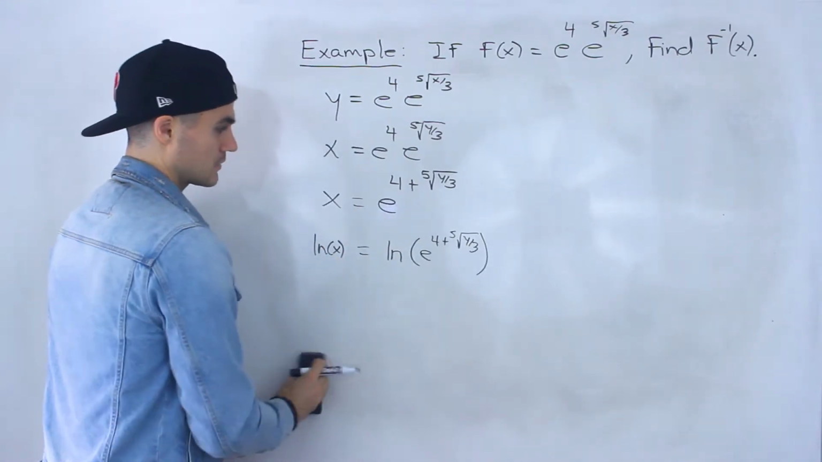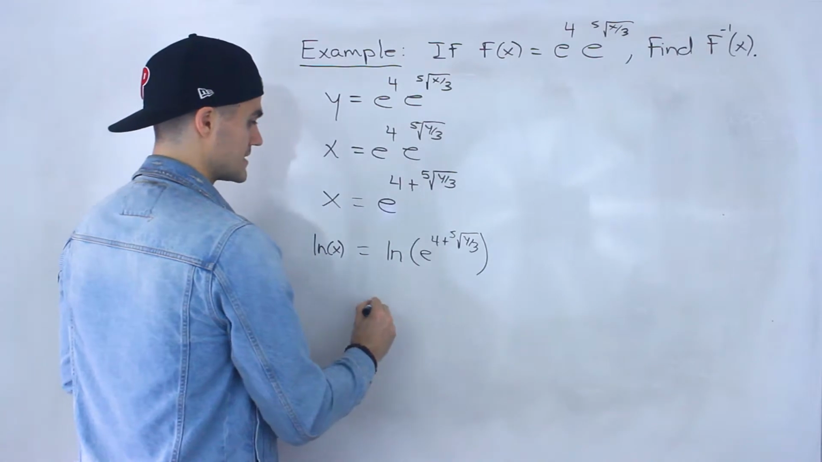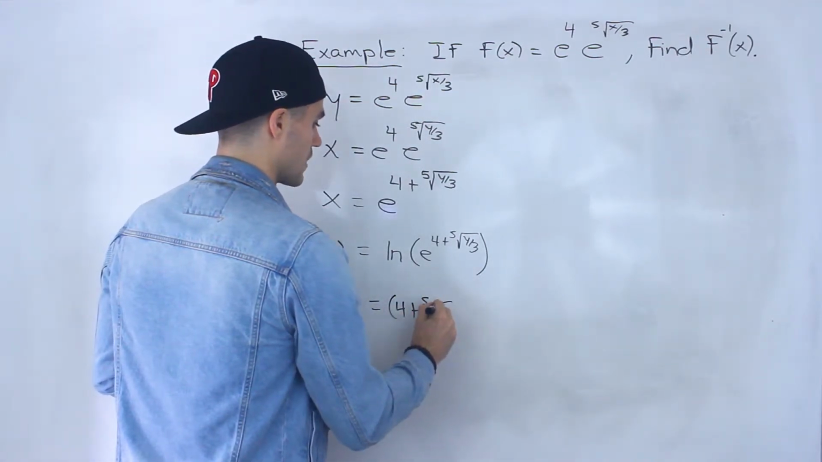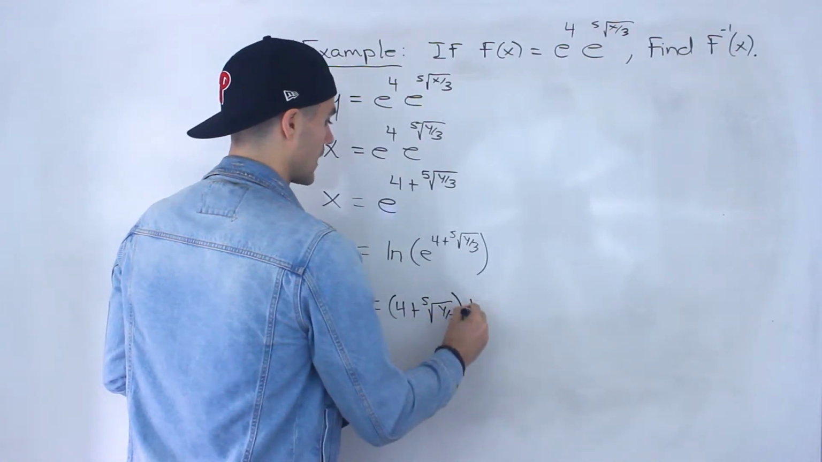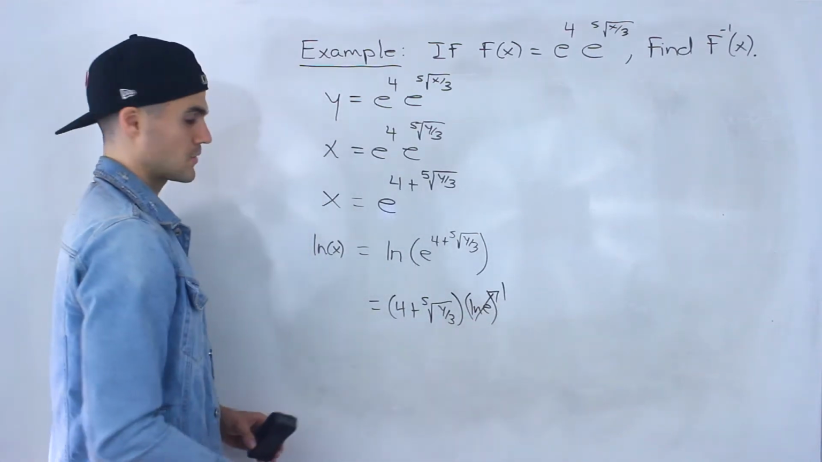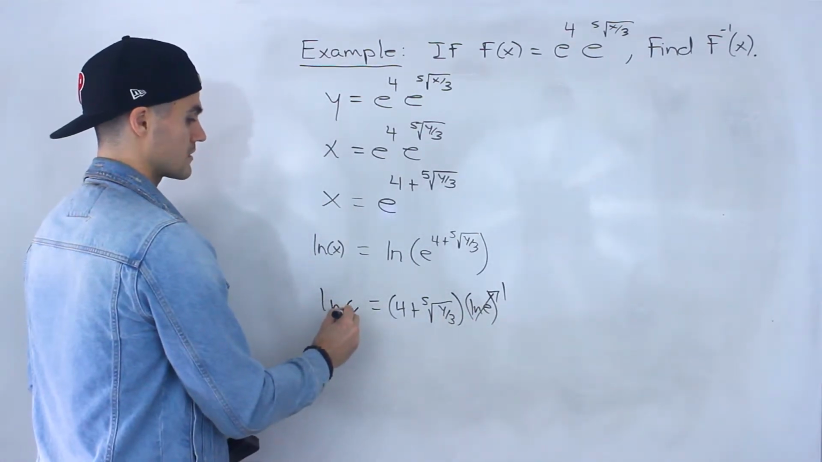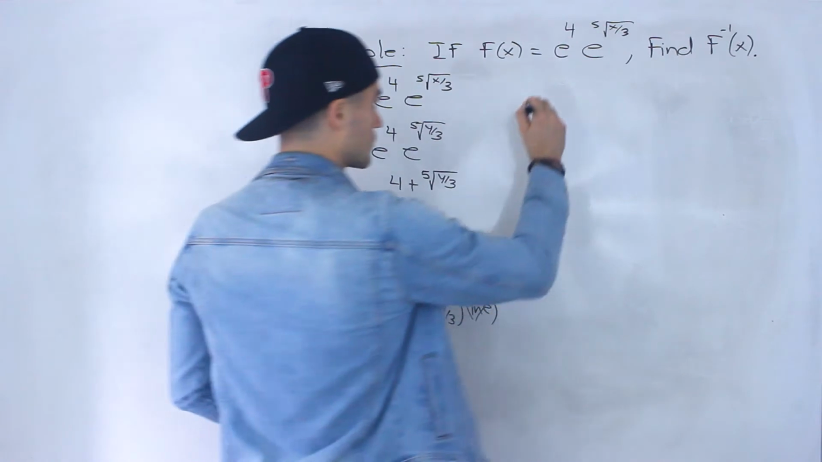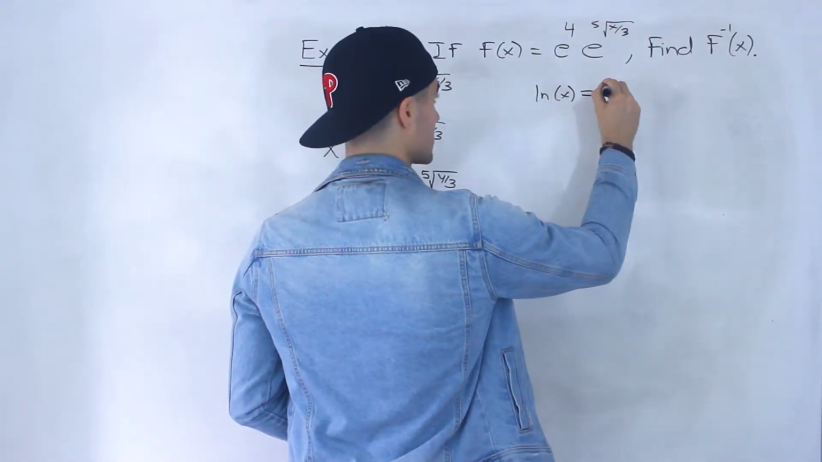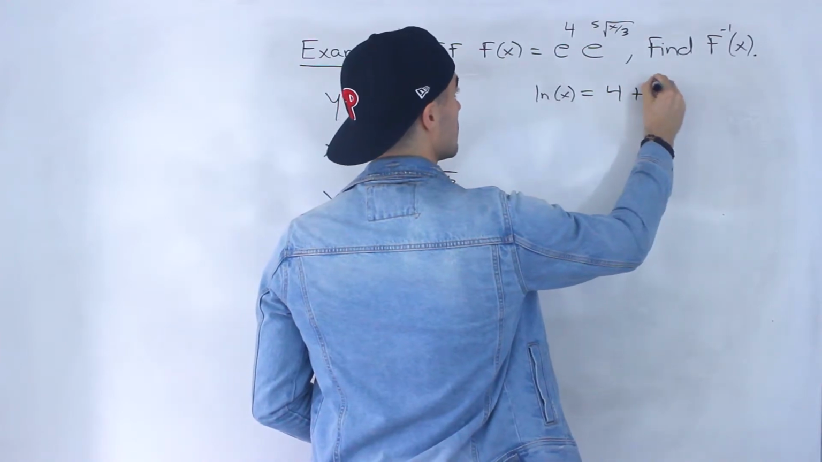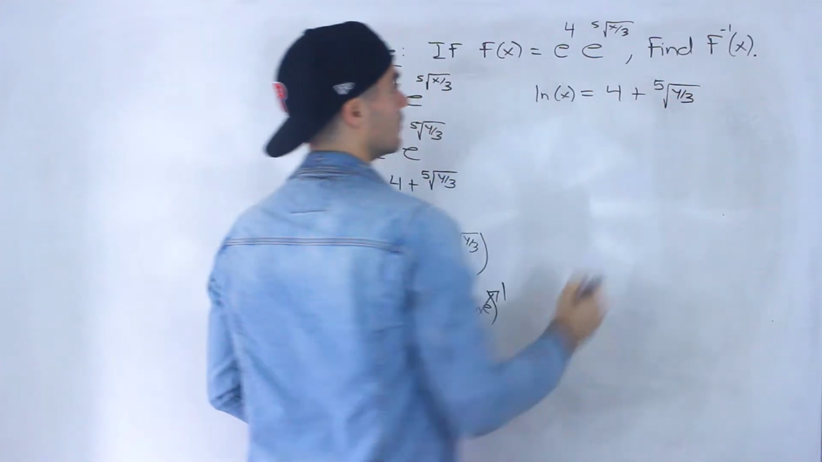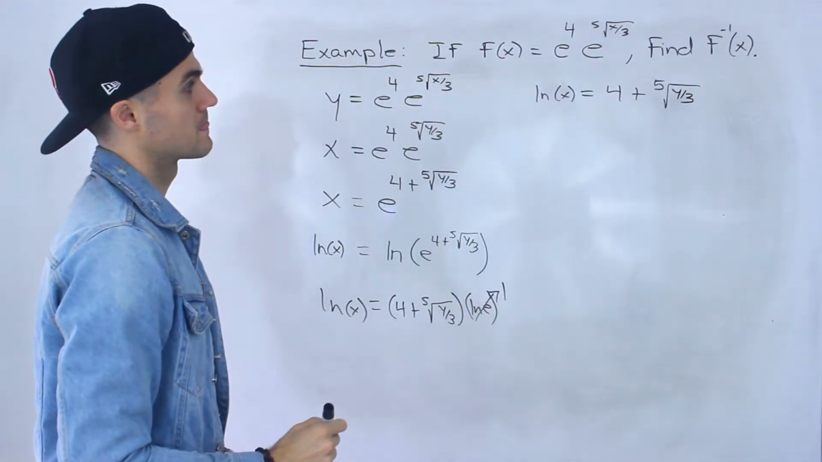And so basically what we can do now is bring this exponent down. So we'd have 4 plus the 5th root of y over 3, and then we'd have ln of e. Now ln of e is just 1, so we can ignore that, and then we've got ln of x here. Okay, so writing what we have so far, we've got ln of x equals 4 plus the 5th root of y over 3, like that.